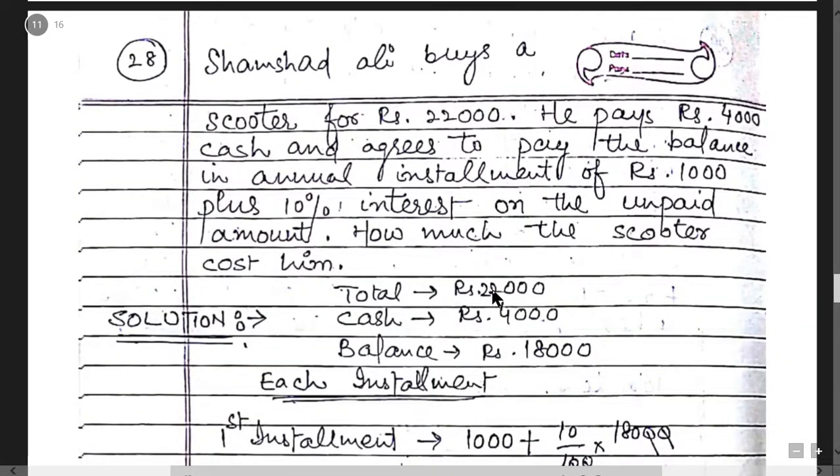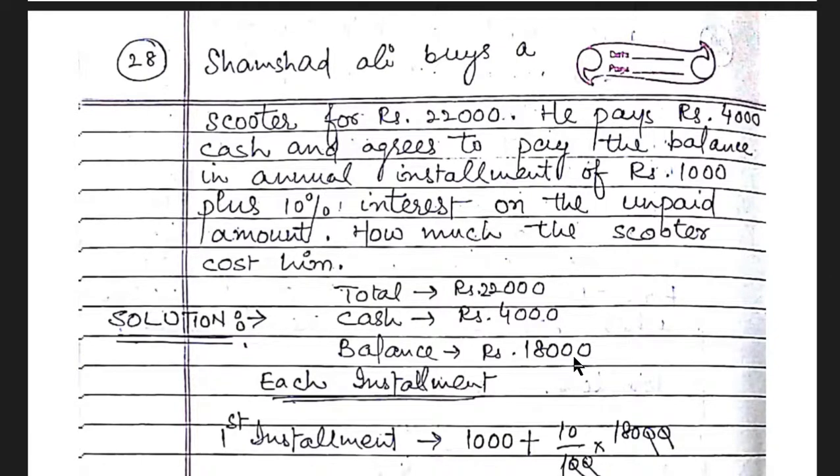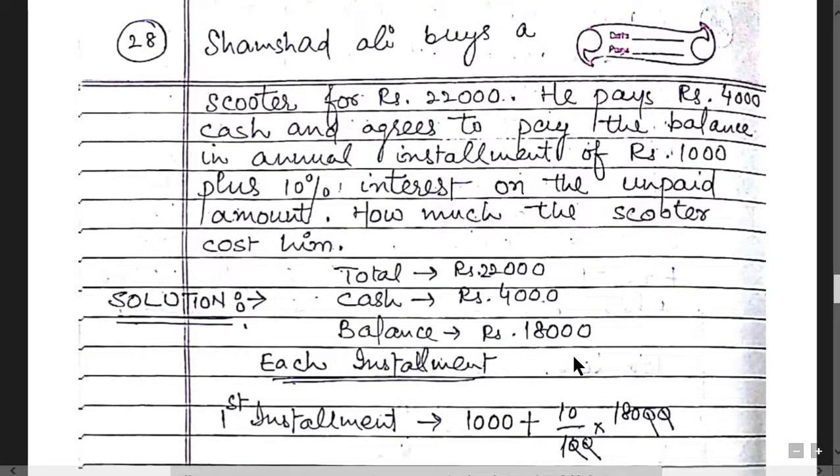Question number 28 is also similar to that one. Here the scooter costs Shamshad Ali 22,000 and he pays 4,000 already in cash. It means balance is 18,000. Now each installment is of 1,000. It means 18 installments are there.